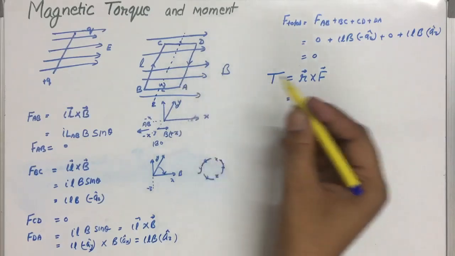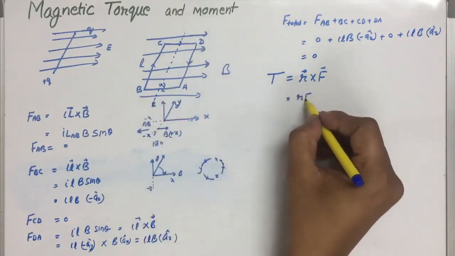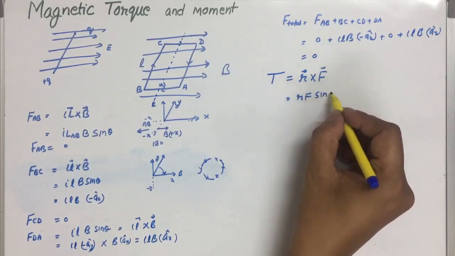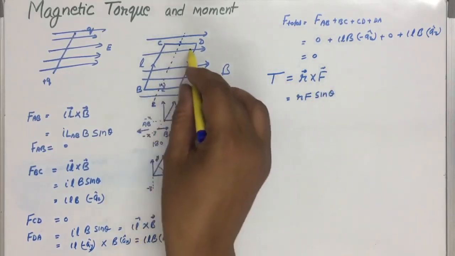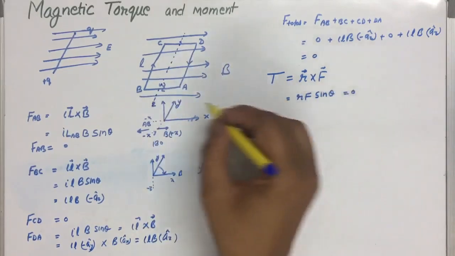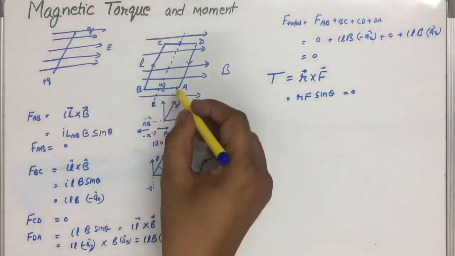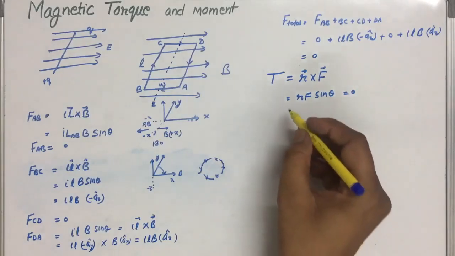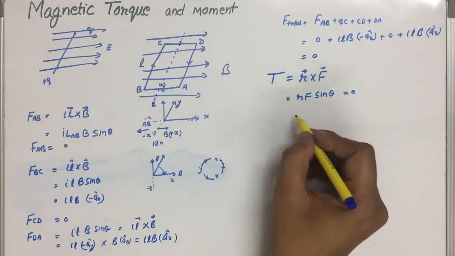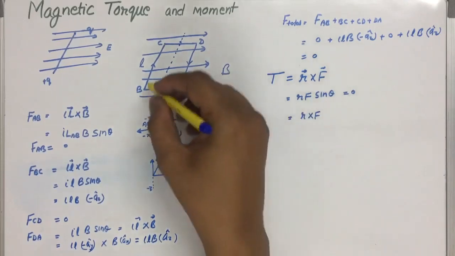Let us start from here. Okay, for this portion, RF sin theta. As F is 0 for this and this portion, the torque at this portion will be 0. There will be no torque acting at this portion. So the remaining part that we have left is R cross F at BC.